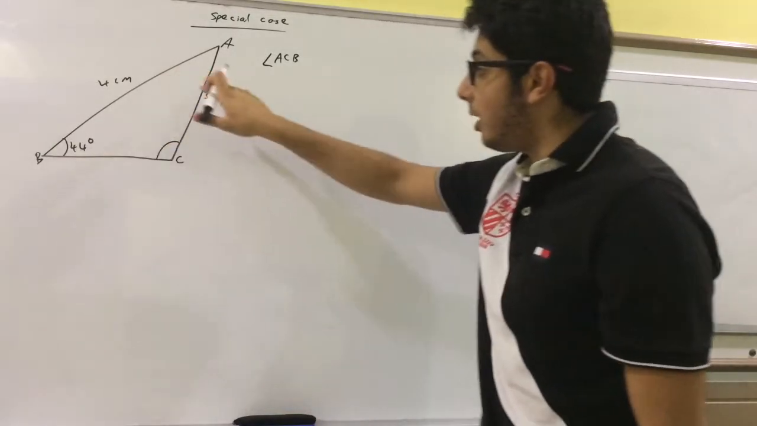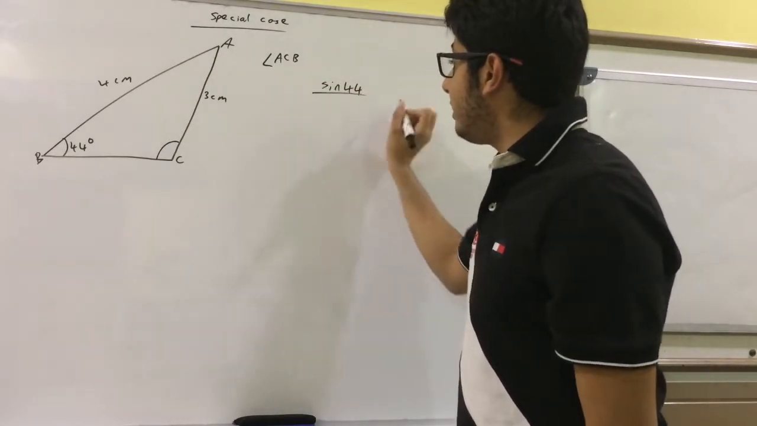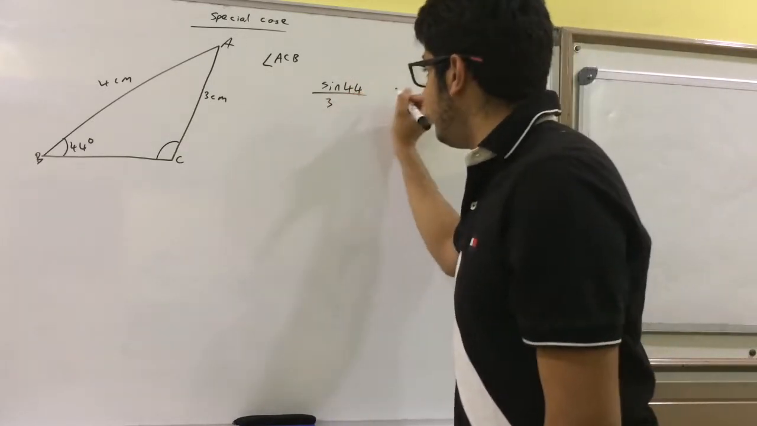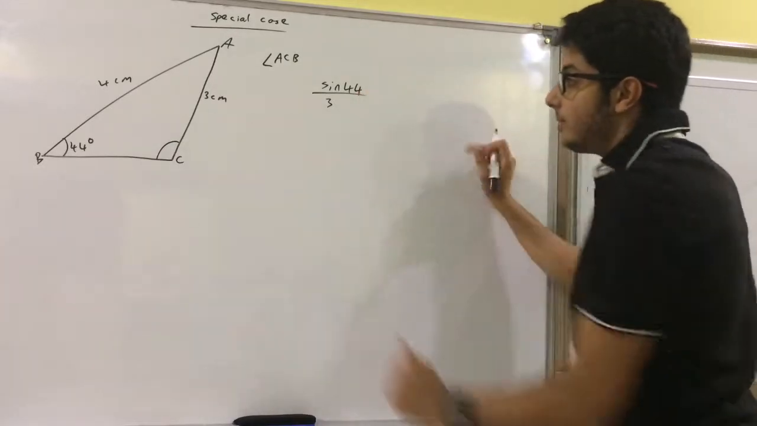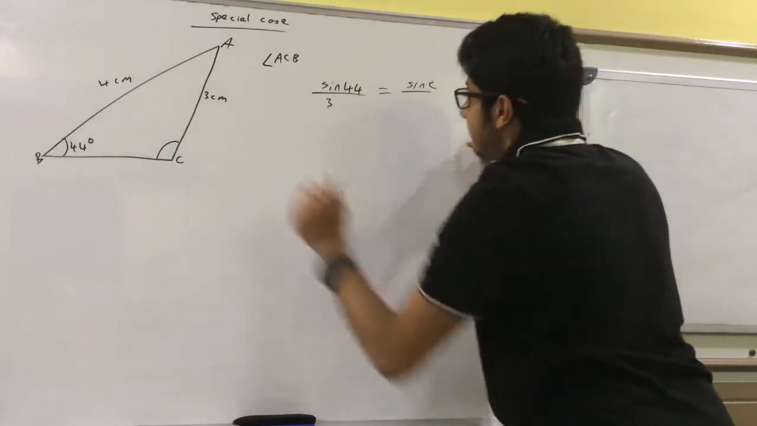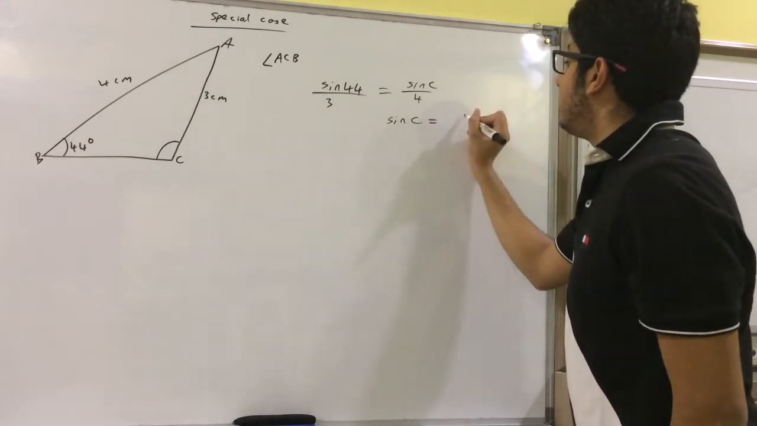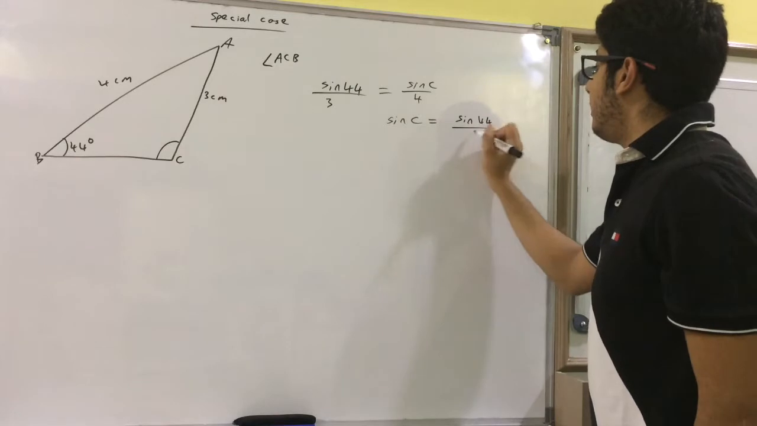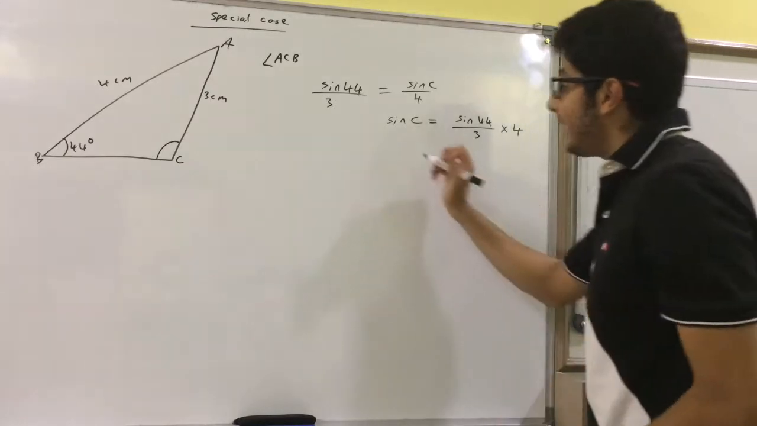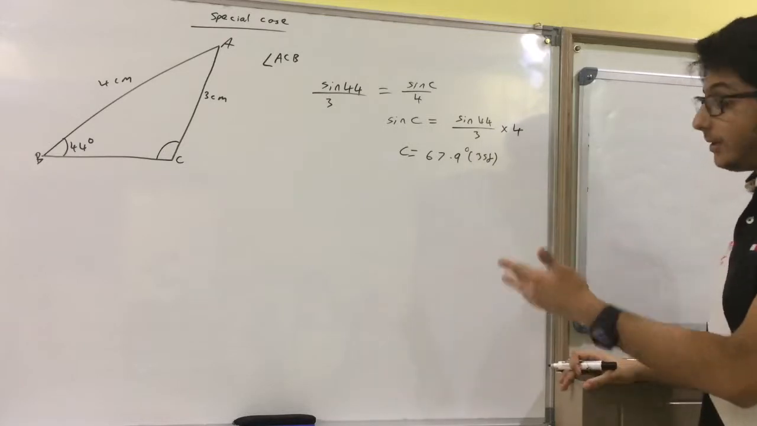We know this angle. We know its opposite length. So that's going to be the base of our calculations. We're finding an angle, not a length, so we keep the angles in the numerator and the length in the denominator. So sine 44 over 3 centimeters is equal to sine of angle C over its opposite side, which is 4 centimeters. So sine C is going to be equal to sine of 44 over 3 multiplied by 4. If you work that out, you get C is equal to 67.9 degrees to 3 significant figures.